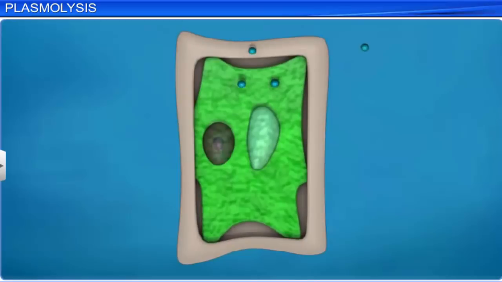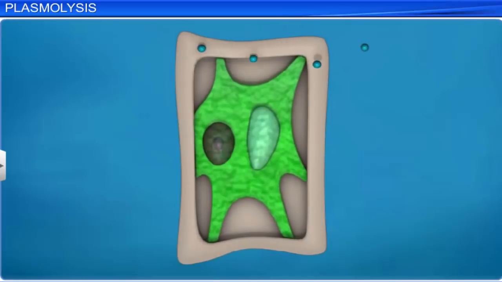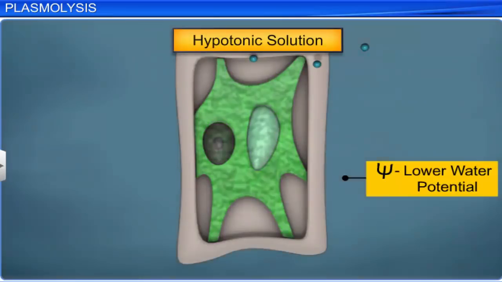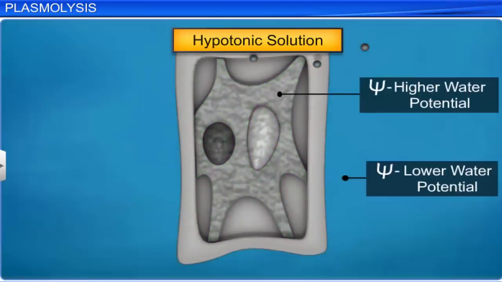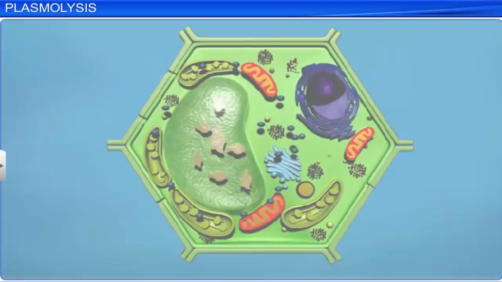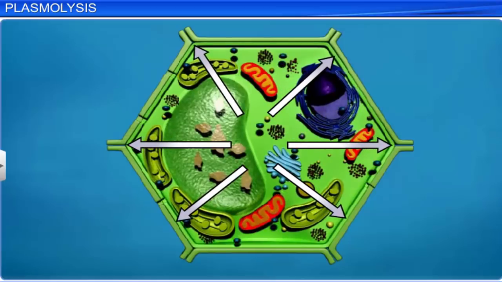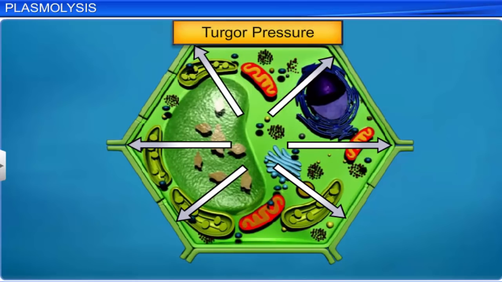However, plasmolysis is a reversible process. When plasmolyzed cells are placed in a hypotonic solution, that is, a solution with less solutes and higher water potential, water moves from the solution into the cell. This causes the cytoplasm to build a pressure against the cell wall. This pressure is called turgor pressure.